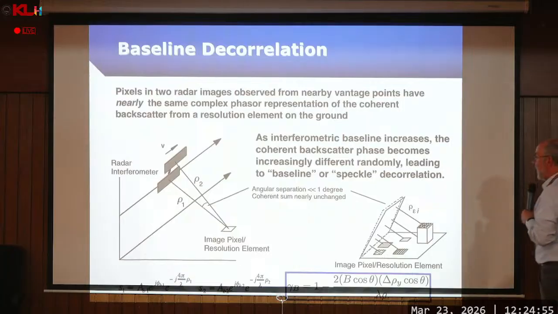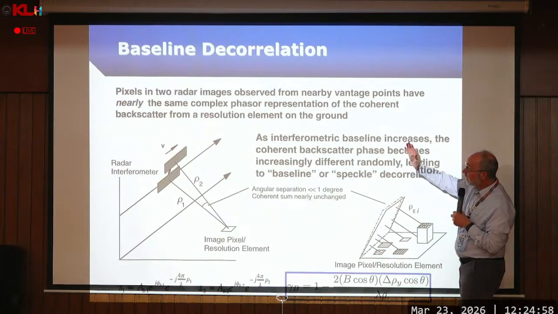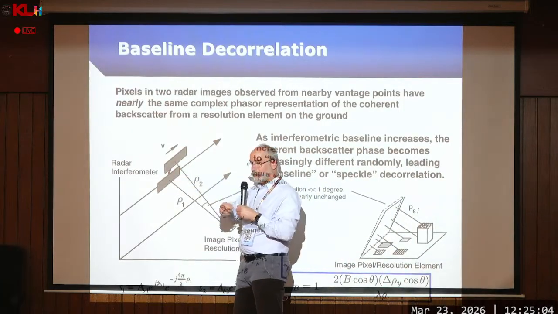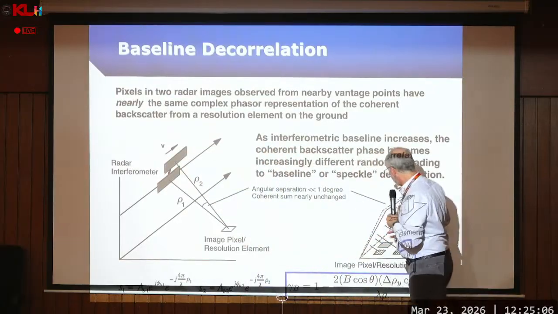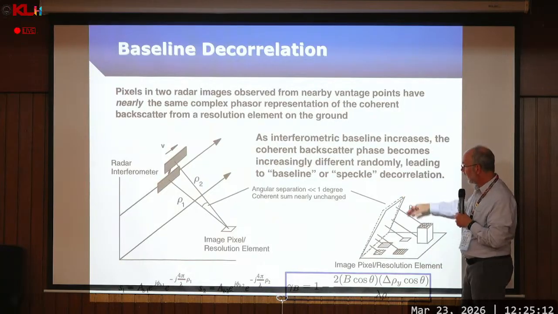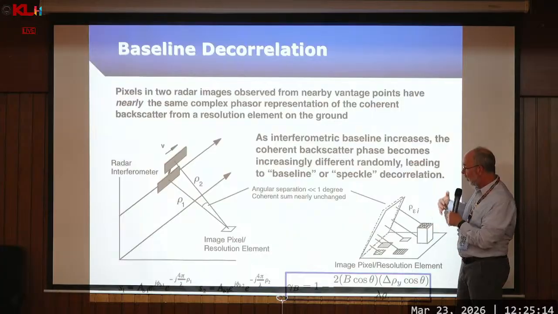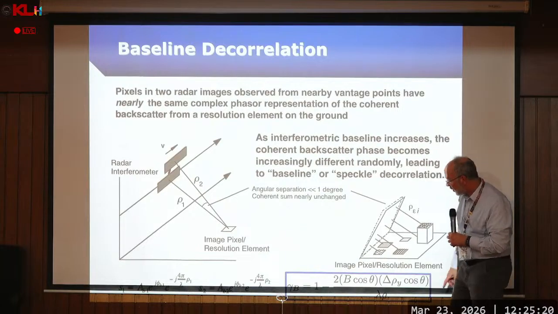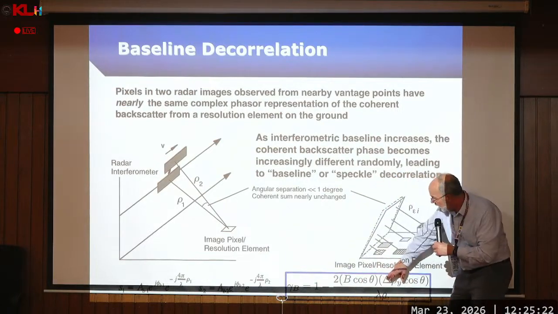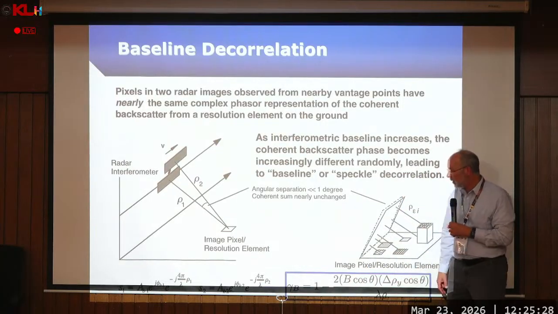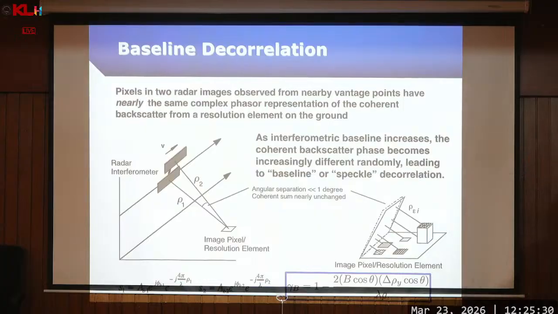Another aspect is baseline correlation. If the vantage points of these two observations are far enough apart, then these speckle patterns start to look less and less similar. So the longer the baseline, the more decorrelation you get. Unfortunately, you can't see the equation here, but basically the correlation due to the baseline is a function of the baseline, and it's also a function of the resolution. If we had more time, we could go into it in more detail, but that's an important factor.